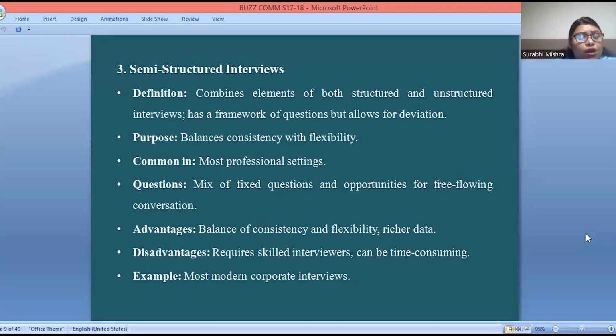The advantage of this type of interview is that there is a balance of consistency. It is flexible and more data can be captured from such interviews. It is the combination of structured and unstructured. So we can have some data from the structured format and some data from the very natural conversations, right? So the example can be most modern corporate interviews. Nowadays, semi-structured interviews are in trend. So the unstructured part of the interview helps the interviewer get more insight about the candidate's potential.